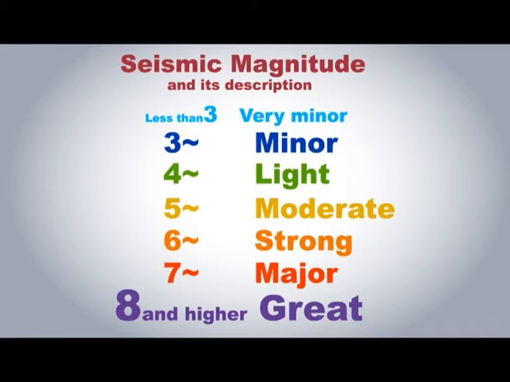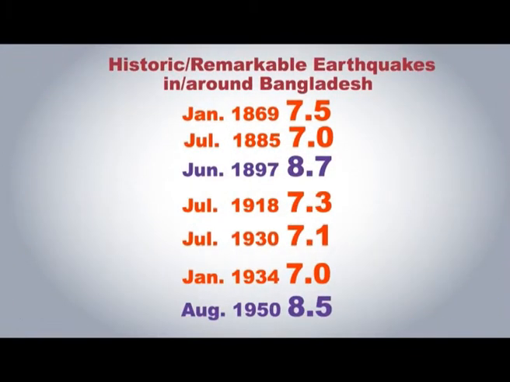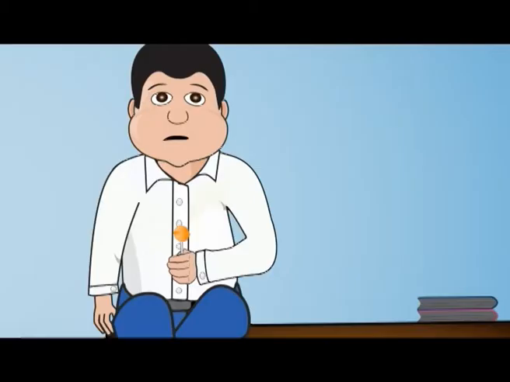If the earthquake is less than 3, it is called a very minor earthquake. The scale goes up to 3, minor, 4 is light, 5 moderate, 6 strong, 7 major, 8 or higher great. Our country has suffered from earthquakes of various strengths. During the last 150 years, 7 major or greater earthquakes have affected our country. Oh no, what will happen to us when a very strong earthquake occurs? Where should we hide?